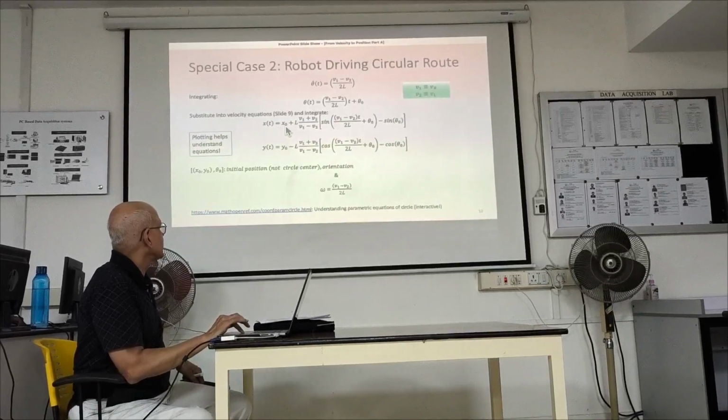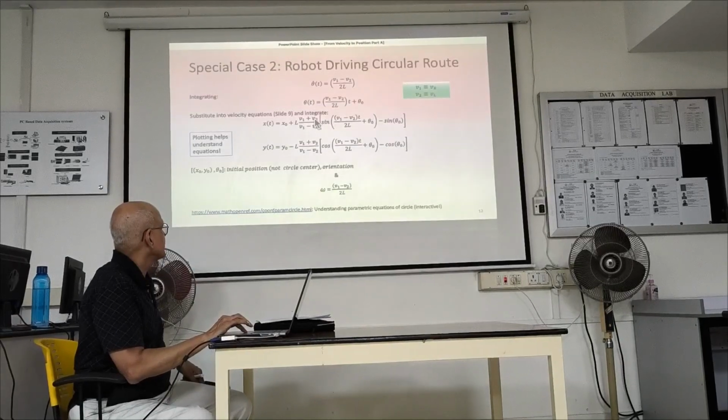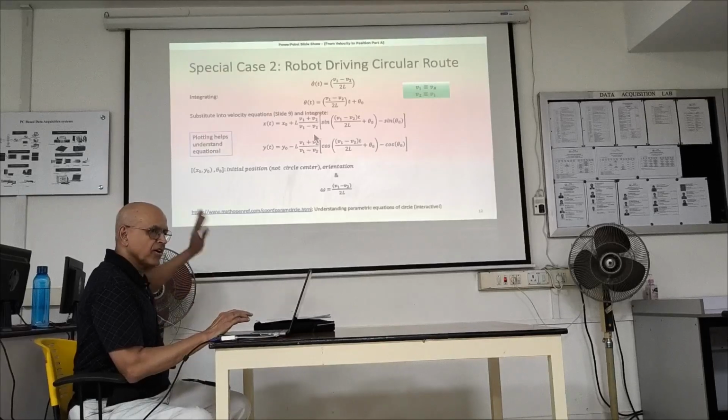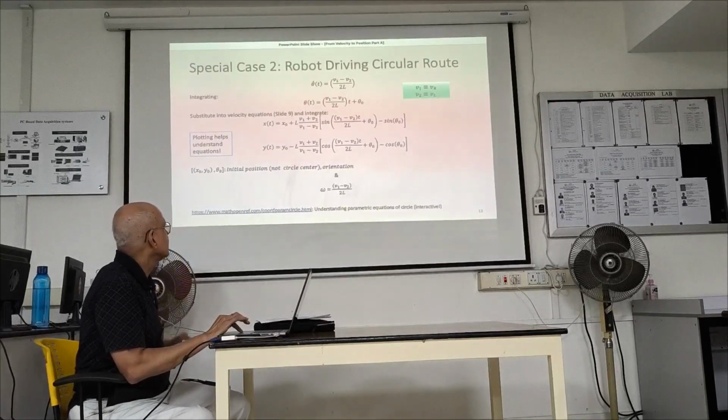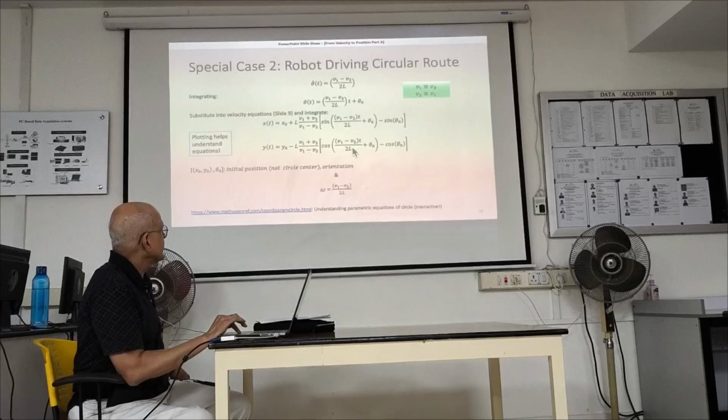X of t is the initial position plus some coefficient which is constant, because v1 is constant and v2 is constant. Here v2 is not equal to v1, otherwise we'd have trouble dividing by 0, but we already covered that separately. That's the straight line case. So over here we have constant minus constant over 2l times t plus theta naught, minus sine theta naught, where theta naught is the initial heading. There's a similar expression for y, except that sine is replaced by cosine, a minus replaced with a plus, and cosine for sine.